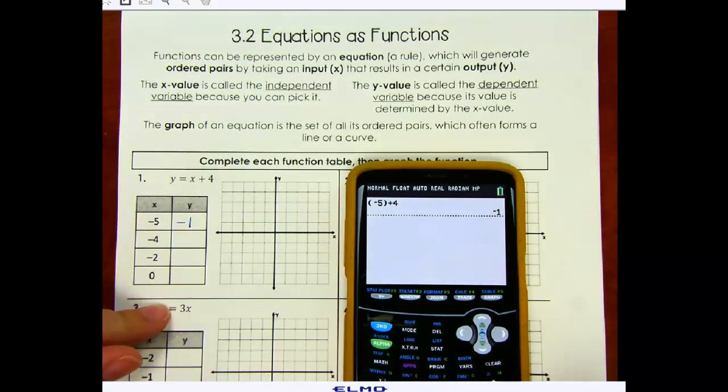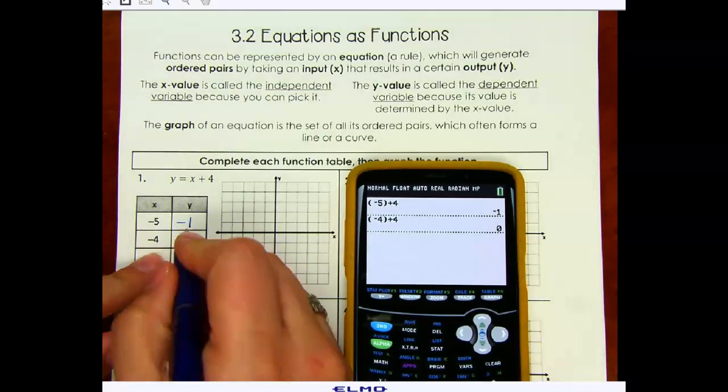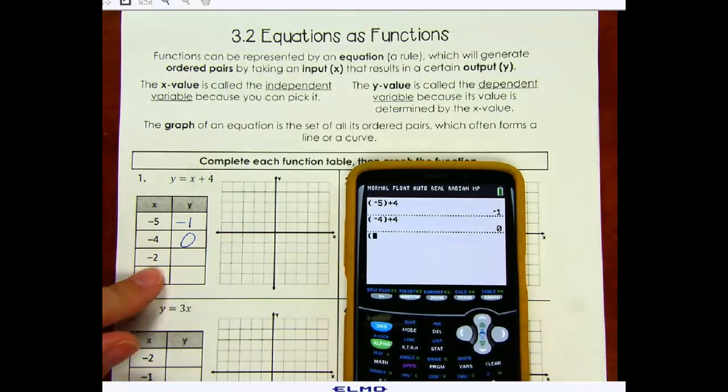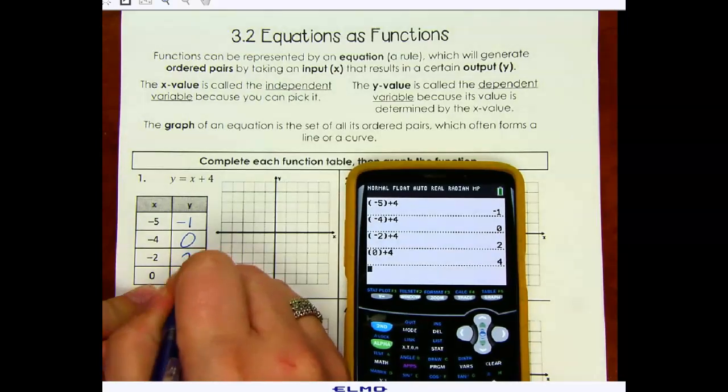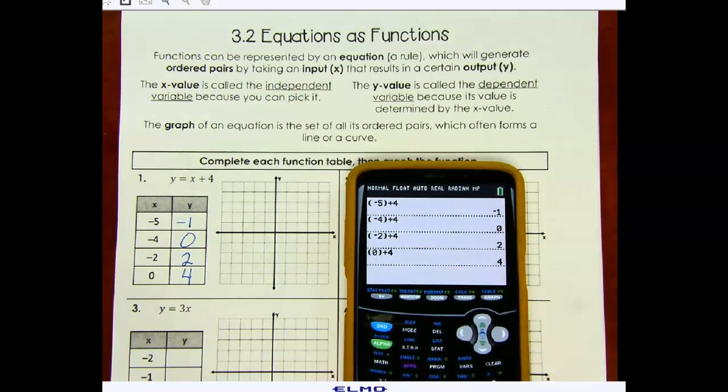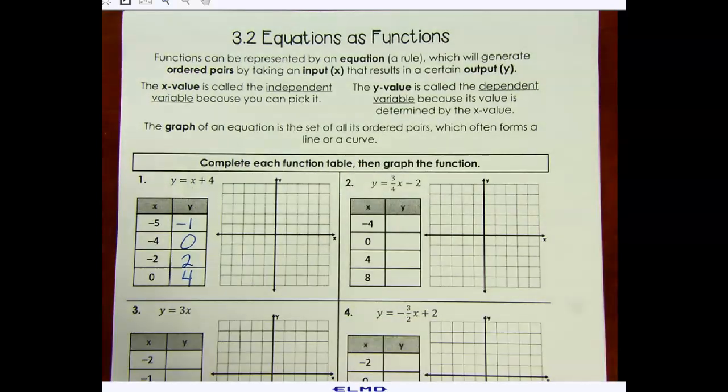So negative 5 plus 4 is negative 1. And then you would do the next one. Negative 4 plus 4 is 0. And then you would do the next one. Negative 2 plus 4 is 2. And then 0 plus 4 is 4. So once you have filled your table, then you're ready to plot your points.